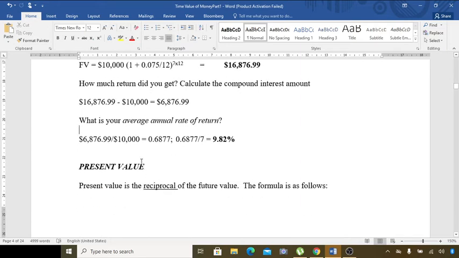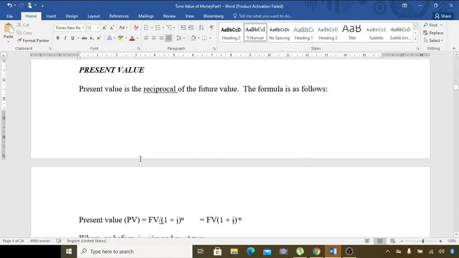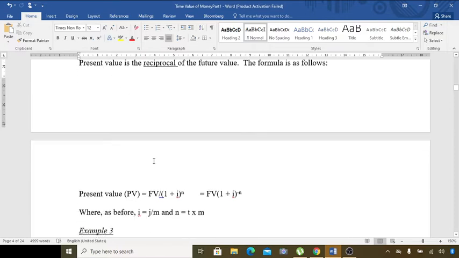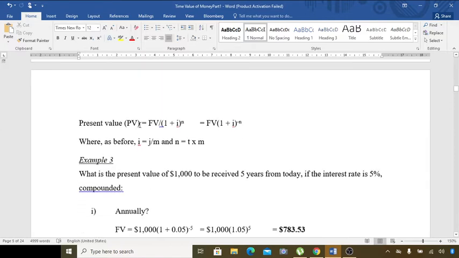Now let's look at the present value. So basically, it is the same formula. It's just that we switch, because present value is the reciprocal of the future value. So we basically make use of the same formula, except now that it is from the perspective of the principal instead of the future value.